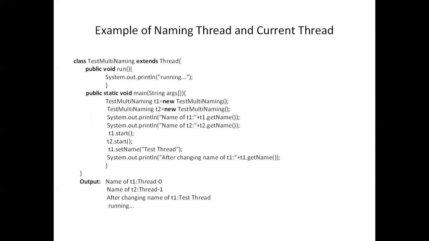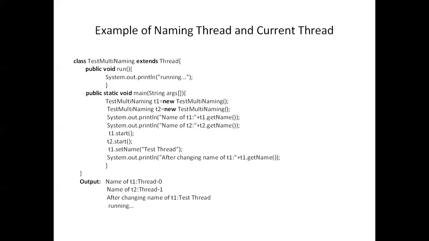After that, we display the name of the T1 thread using the T1.getName method and display the name of the T2 thread using the T2.getName method. After that, T1.start and T2.start. This start method is used to execute the run method. Then we use the setName method. So T1.setName within the brackets, "test thread".